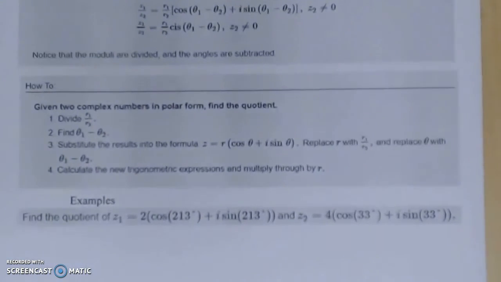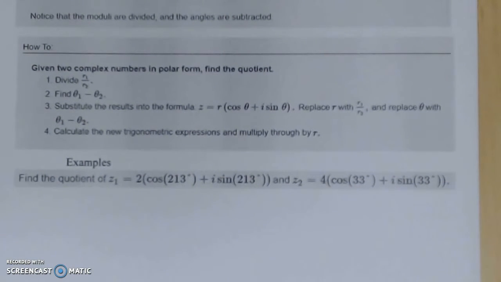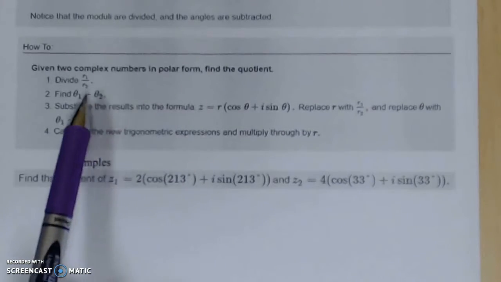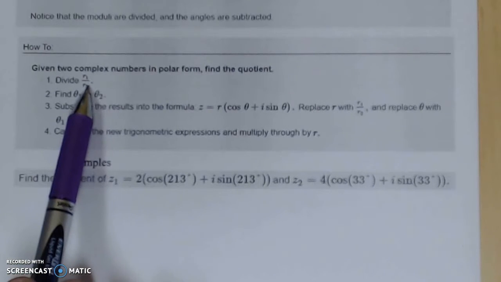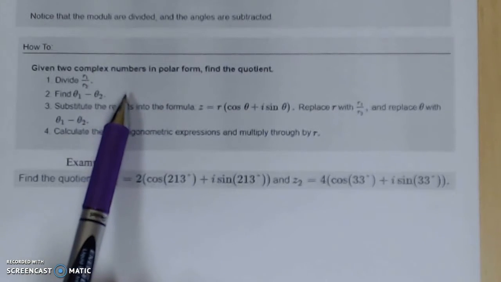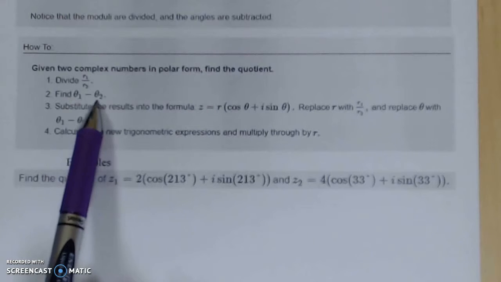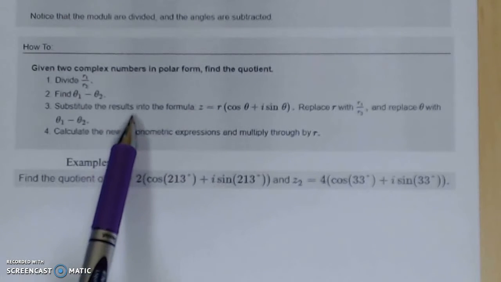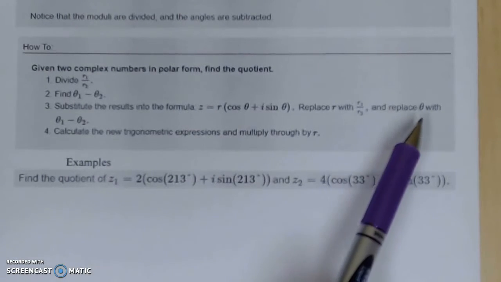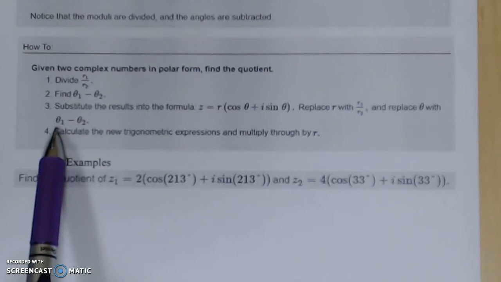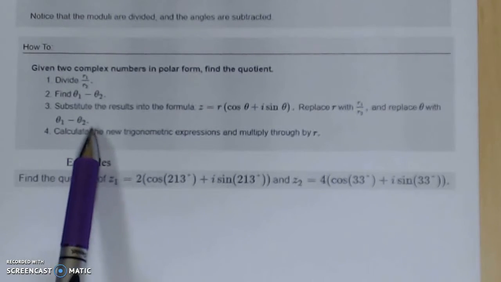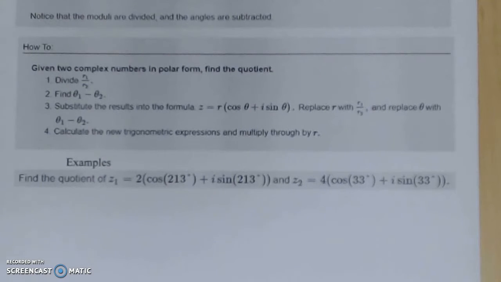So we've got some how-to to go with it. And you can see that it says, given two complex numbers in polar form, find the quotient. So first thing we're going to do is divide the radii, or the moduli, and then we're going to find the difference of our thetas, substitute the results into the formula, and replace theta with theta 1 minus theta 2. So to calculate the new trig functions, let's see what we can do with this example.